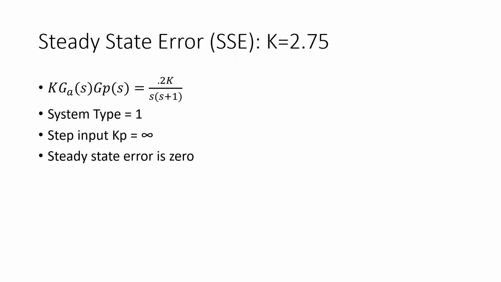Now we'll find the steady state error for our K equals 2.75. To find that, we will use this from our transfer function in system type 1. For a step input, Kp goes to infinity, equals infinity, which will make our steady state error 0.